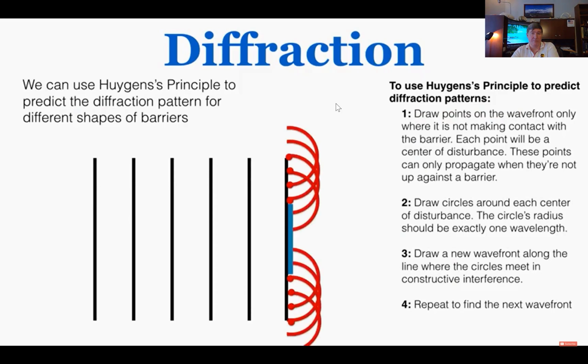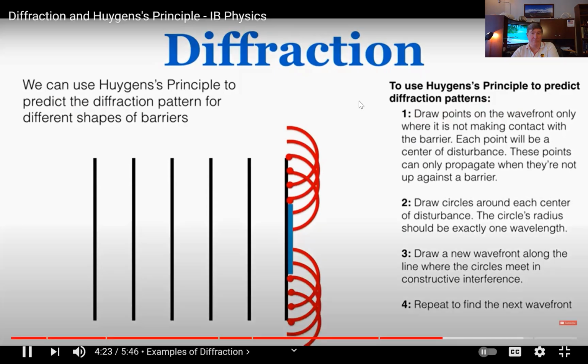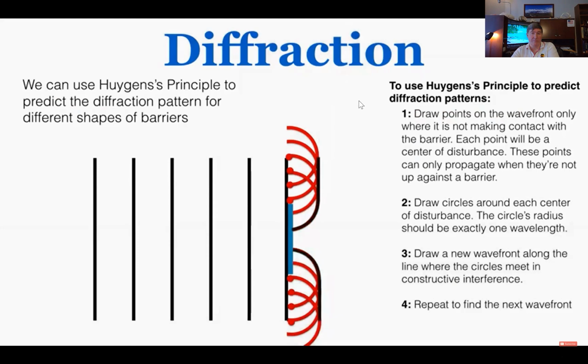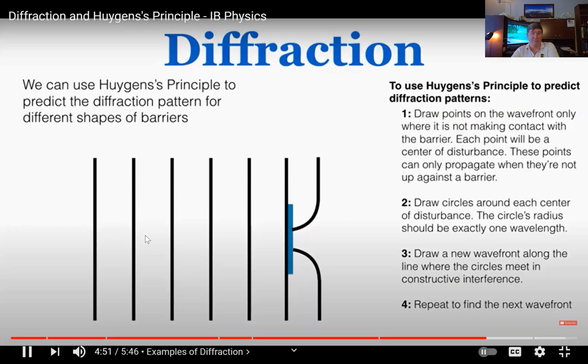Next, we're going to draw a new wavefront along the line where the circles meet in constructive interference. So that's going to look like this. That's where all the circles are meeting together in constructive interference and not being canceled out by other waves. So this is what the new line of the wavefront will look like as it moves through the barrier. This kind of makes sense. If we imagine water impacting a barrier, we would imagine on the other side the water would kind of begin to spread out back toward the center like this. We can then repeat this process to find the next wavefront. If I were to draw more dots along those lines and draw circles around them, this is what the next wavefront would look like.